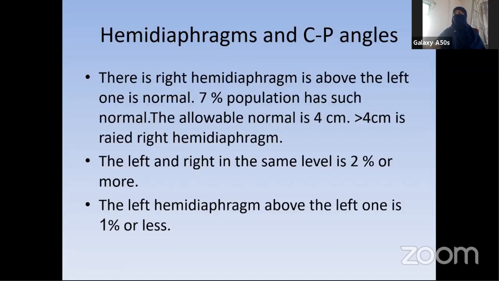So the thing is, if you have any abnormality in the hemi diaphragm, it is 97 times abnormal rather than normal in only 3% of the population. And whenever both hemi diaphragms are at the same level, it is 98% pathological. And whenever the left hemi diaphragm is above the right one, it is 99% pathological. So you must be very careful in assessing the hemi diaphragms.